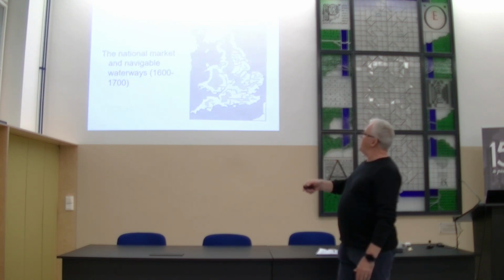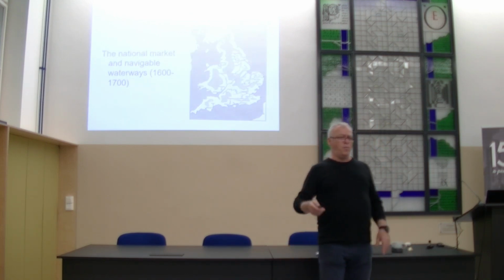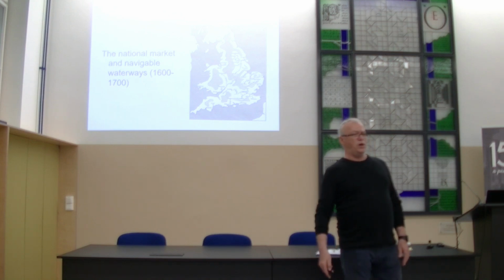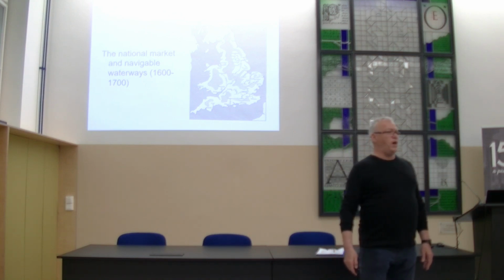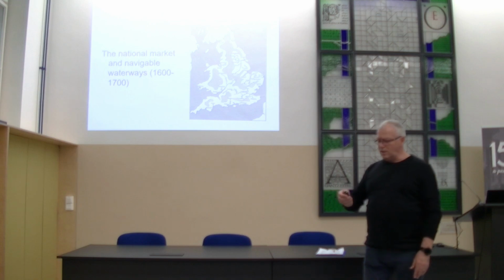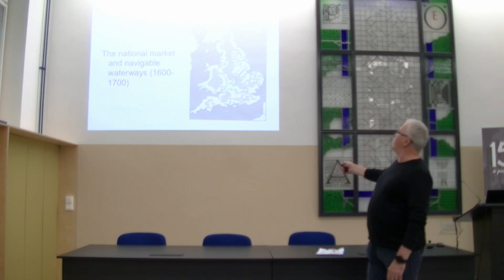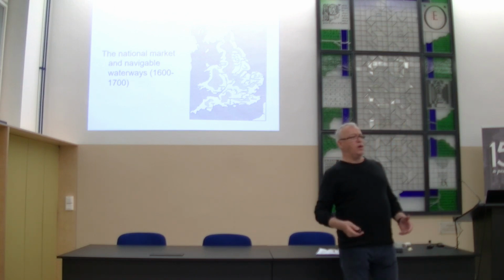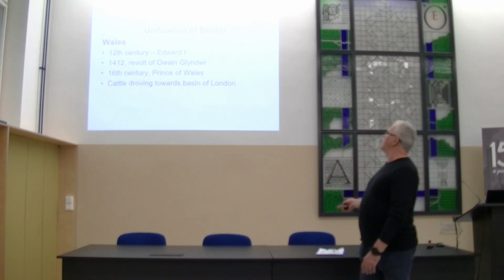Okay, some background information about the advantage of the English national market. Before the railway network, the navigable waterways covered not only the coastal area, but a large part of the continental area of England. This helped a lot in forming a national market.